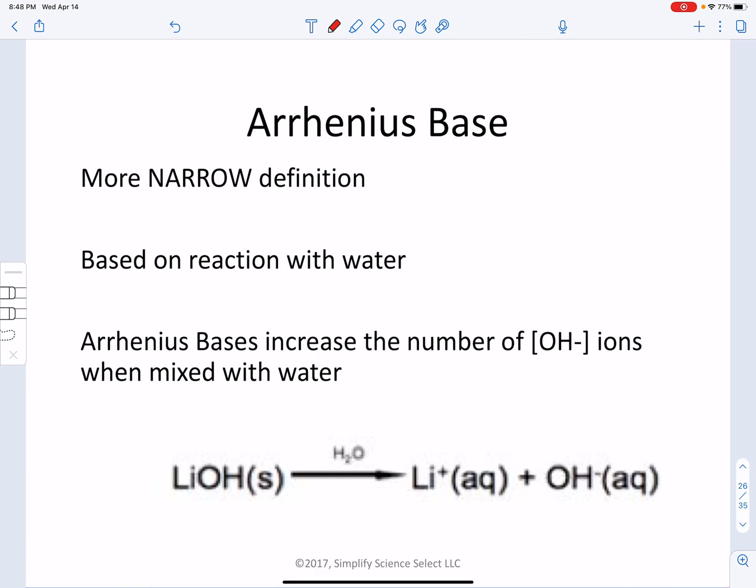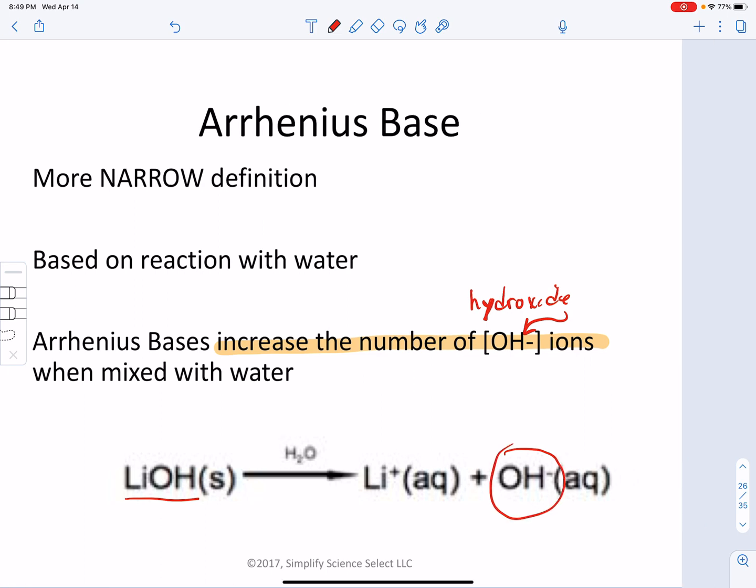A more narrow definition for bases is based on how they react with water. Arrhenius bases will increase the concentration of hydroxides when mixed with water. That OH is called hydroxide. It's a polyatomic ion, and it's going to be very common for that to show up with bases. So if we have LiOH and we add it to water, it's going to break apart to become lithium ion and hydroxide ion. The O and the H do not break apart from each other because it's a polyatomic ion. This is what makes a substance a base.